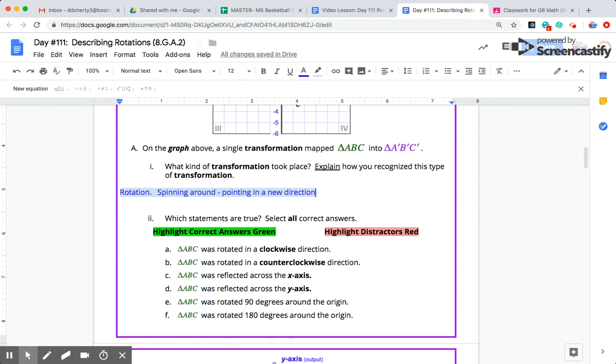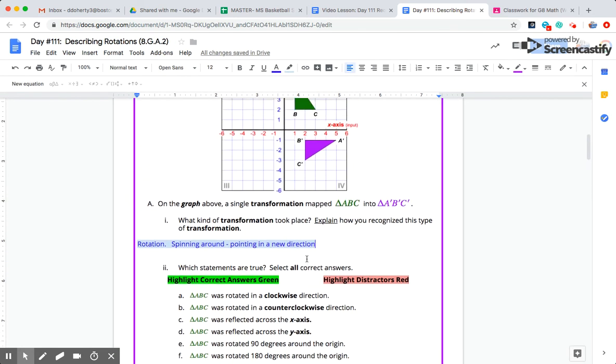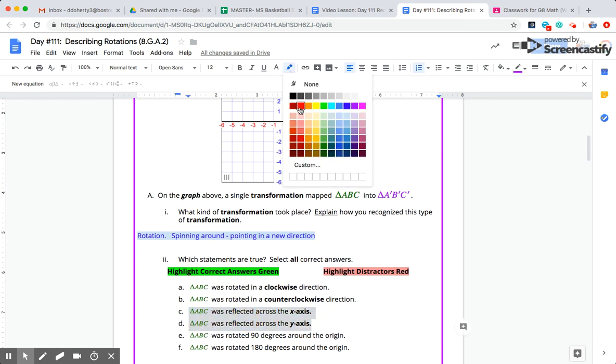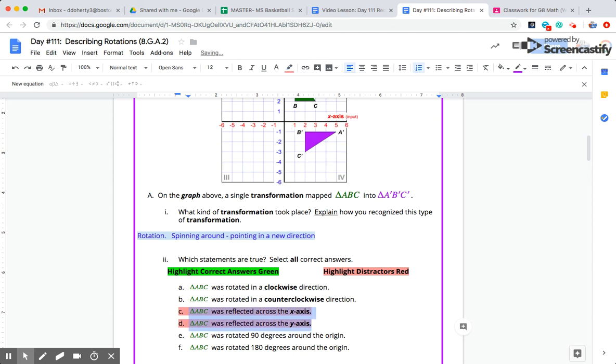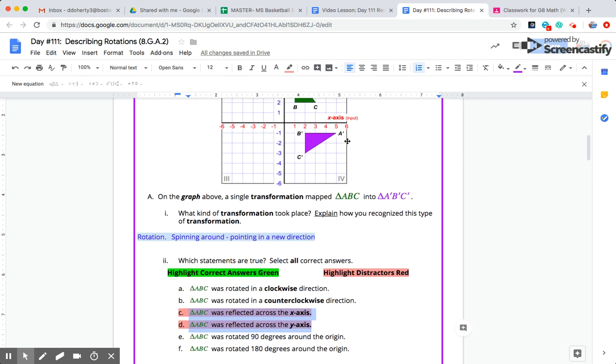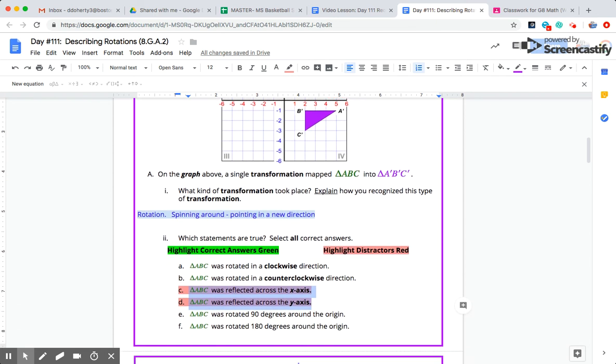Part 2 asked you to start specifically describing that rotation. You should have seen that part C and part D are wrong right away. Those are distractors because they talk to us about a reflection, and we see that this is not a reflection, this is a rotation, so A and B are out. The two big things we're going to focus on today: do we spin in a clockwise or counterclockwise direction?